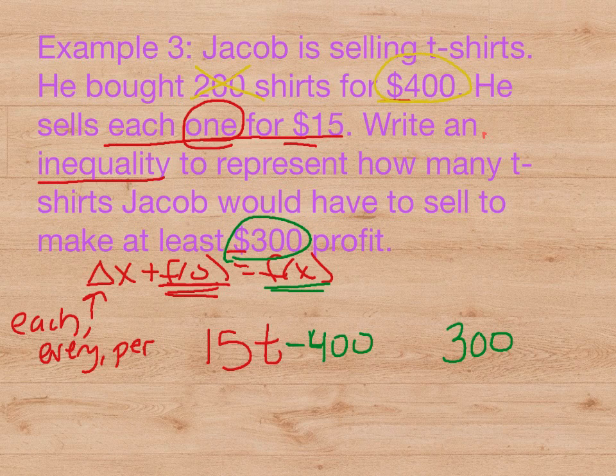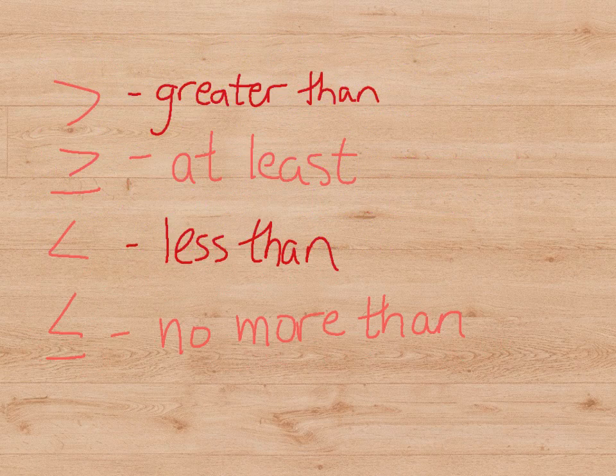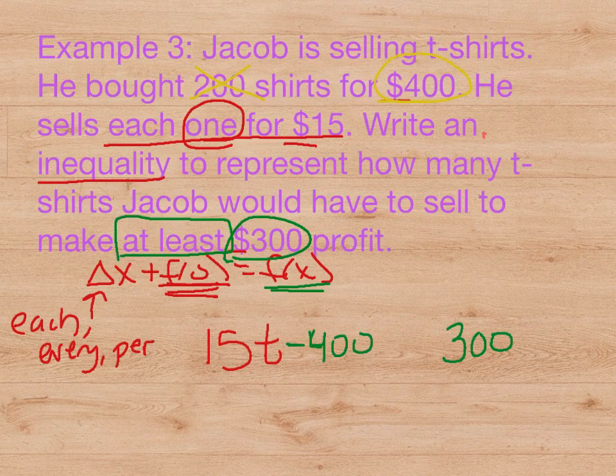Now the only thing that's trickier about an inequality is that we have to figure out what symbol to use. So if I go back to this ending value and look for some words around it, I see that he wants to make at least $300 profit. And if we go back on our screen, the at least is going to be a greater than or equal to. I want to make at least $300. I could make more. I could make a lot more. That'd be fine, but I want to make at least $300.